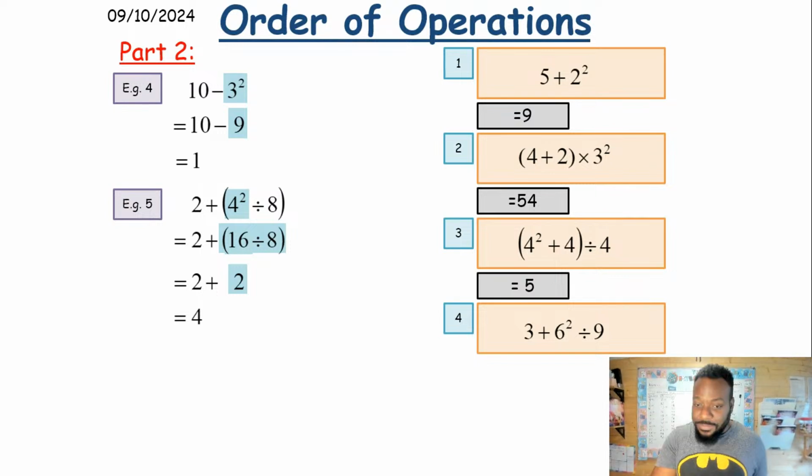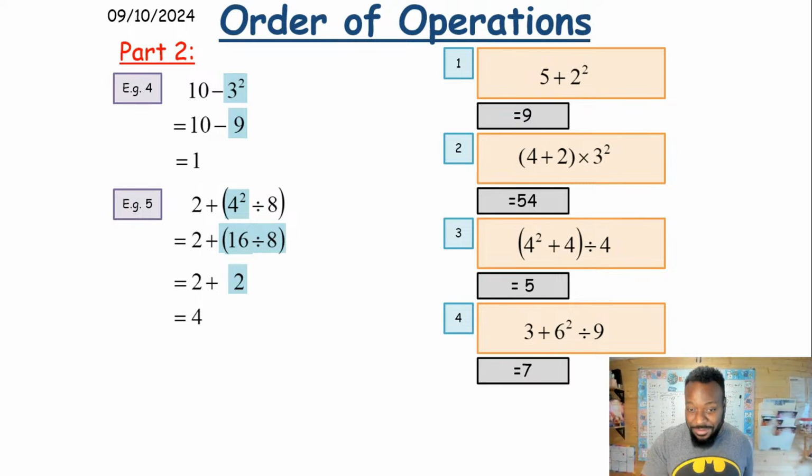Okay. Now we've got a power here. So we zone in for the power. 6 times 6, 36. We divide it by the 9. Then we add this. There we go. Yes. Good, good, good.